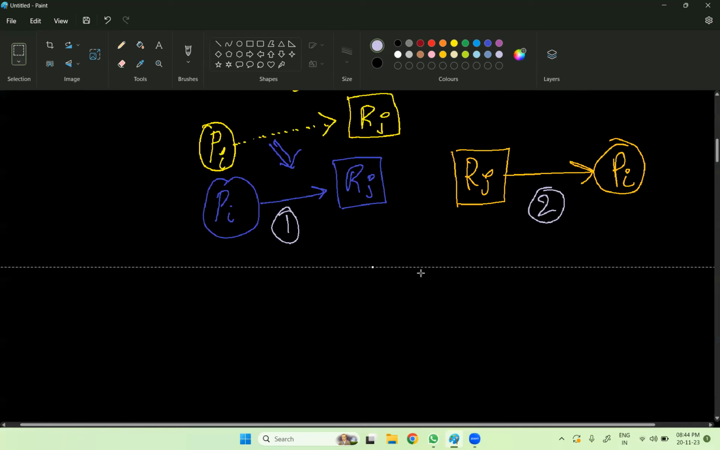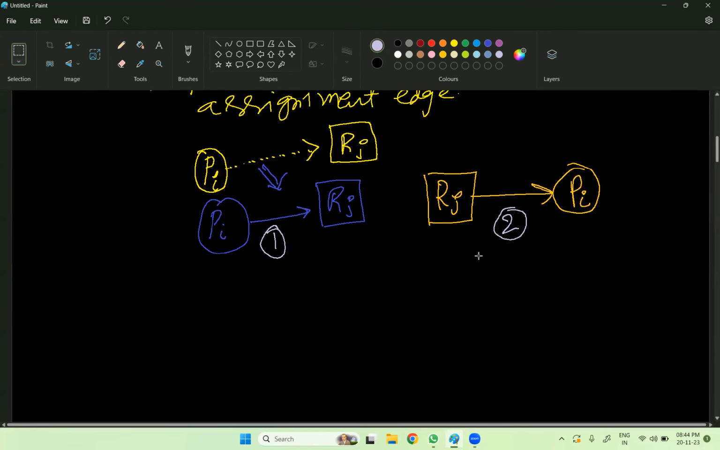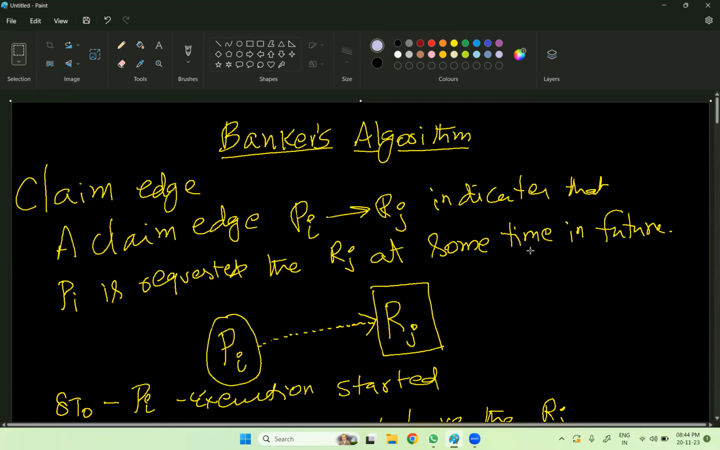Okay. So yesterday also I did the same mistake. However, this is the thing which is happening here. Claim edge is required for performing the banker's algorithm here. So this is the point of the claim edge, which is being there with you.